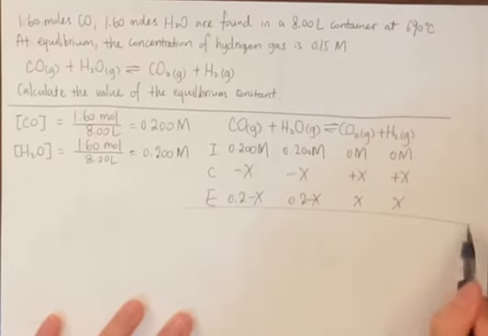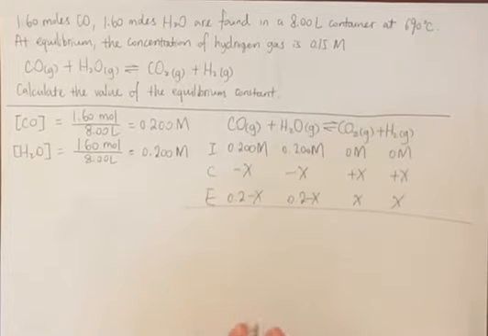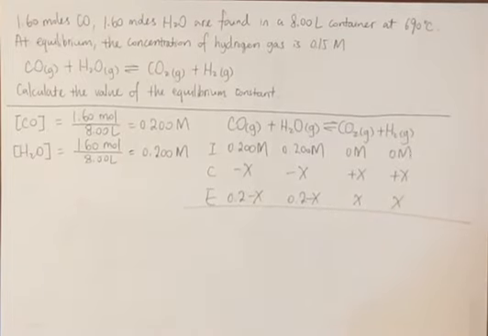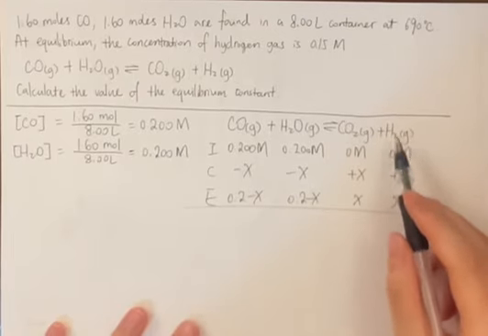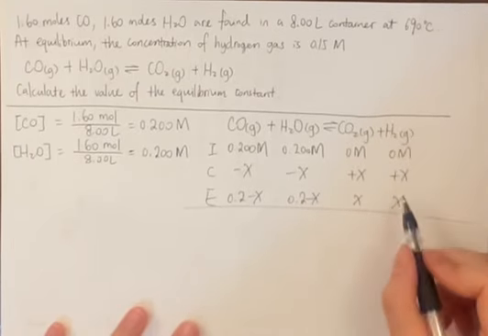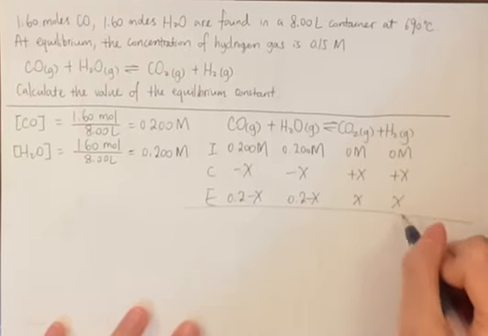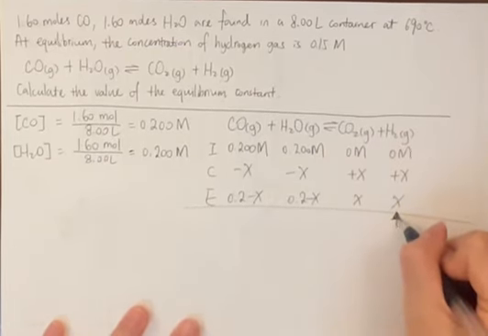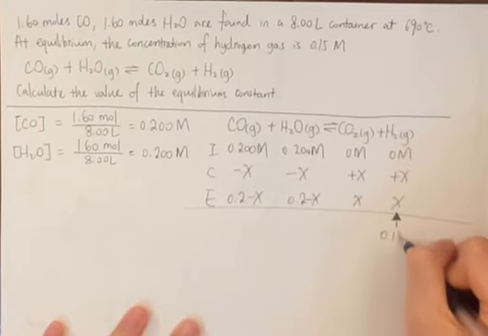Okay, and then we just basically finished the setup for the ICE tables, and let's look at the question again more quickly. It says the concentration of hydrogen gas is 0.15 moles. Which means that X, because hydrogen gas is H2 and it's a product, and at the equilibrium state there's only X for it, which means X has to be 0.15.